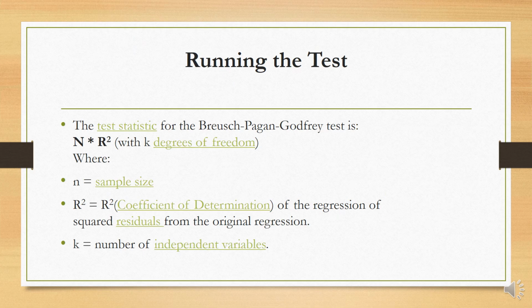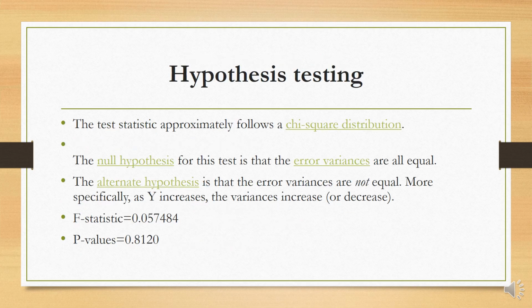So how do we run this test? The test statistic for the Breusch-Pagan-Godfrey test is n times R squared with k degrees of freedom, where n is the sample size and R squared is the coefficient of determination of the regression of the squared residuals from the original regression. K is the number of independent variables. Hypothesis testing: the test statistic approximately follows a chi-square distribution. The null hypothesis for this test is that the error variances are all equal. The alternate hypothesis is that the error variances are not equal.